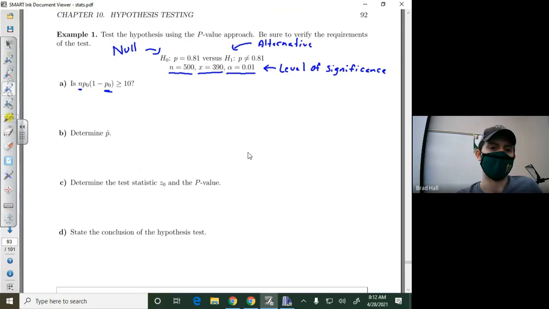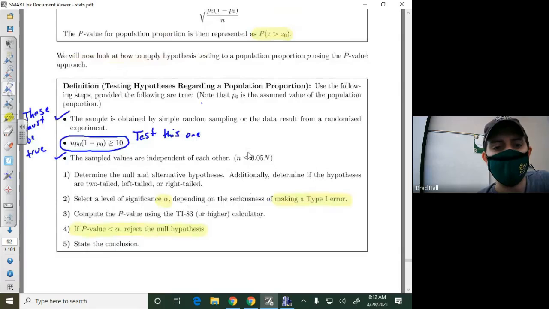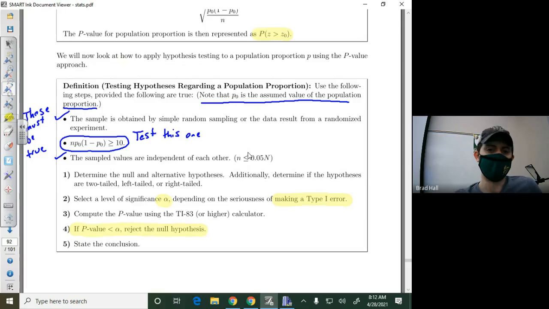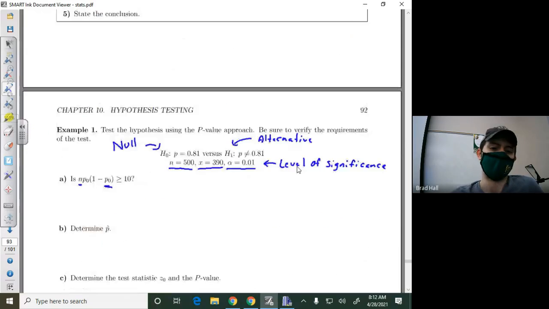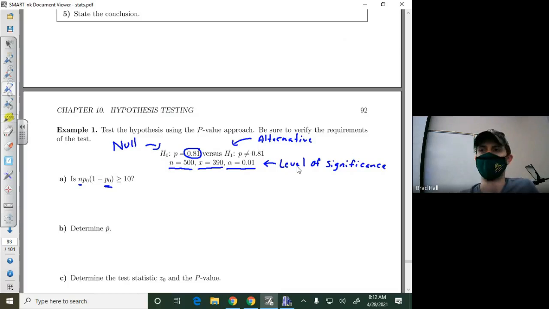Note that p0 is the assumed value of the population proportion. That's going to be the 0.81 right here. It's the value that is assumed to be true. This is p0. So that's always going to be true. There's quite a lot of values floating around here.